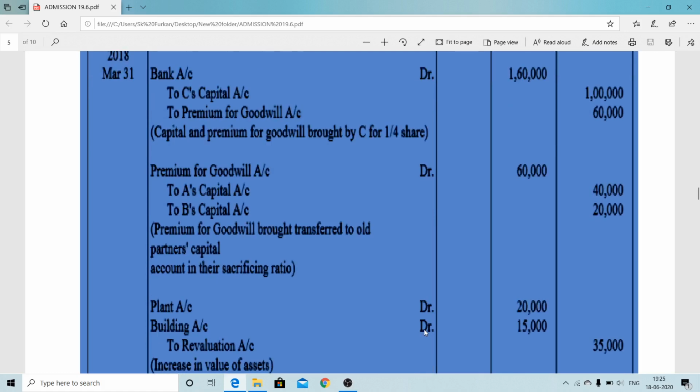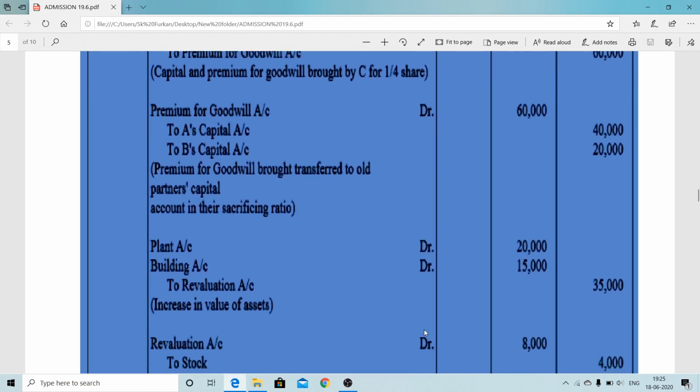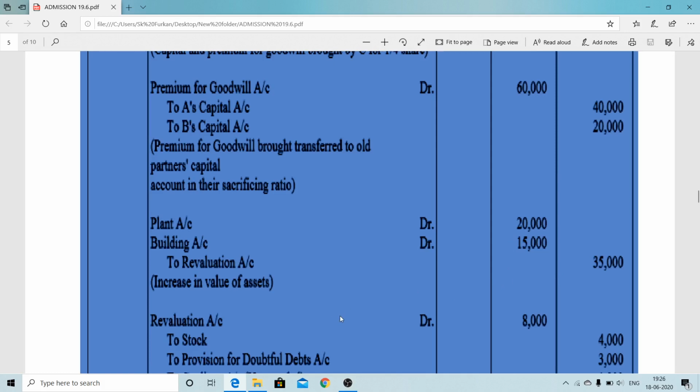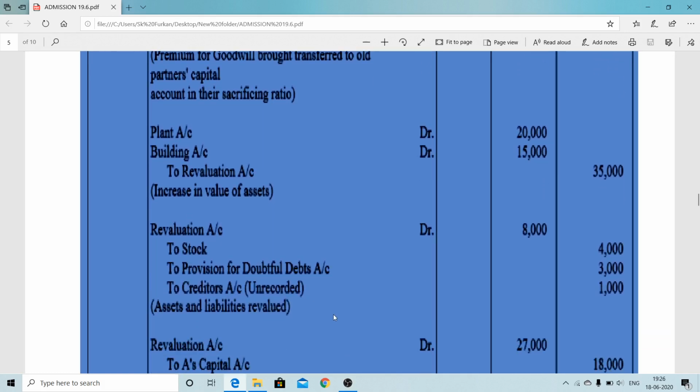Now after that, changes take place at the time of admission. Two asset values increase: plant by 20,000, so plant account debit 20,000, as well as building account value increases by 15,000, 10% of 1,50,000. So these two are debited, with revaluation credit 35,000. Exactly, more changes take place here. Stock value which was shown over value, we have to decrease. So revaluation account debit to stock, here 4,000.